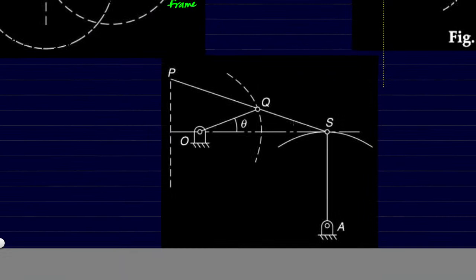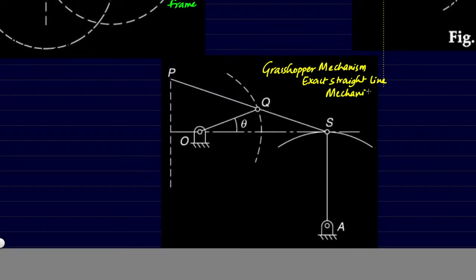Clear? And this one that comes here is called the grasshopper mechanism. Now the interesting thing here is that this is an exact straight line mechanism. The proof of this is very complicated, and that's why many BTech books exclude it. They don't give the proof, because this is very advanced mathematics. We would need very advanced mathematics to prove that it is an exact straight line mechanism. But you can be assured that this is an exact straight line mechanism.